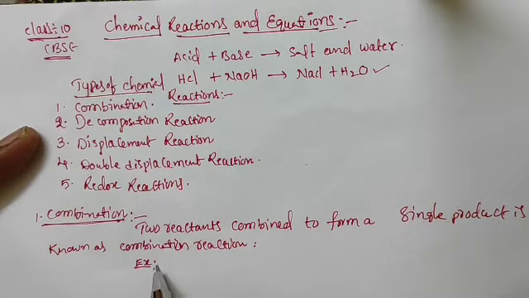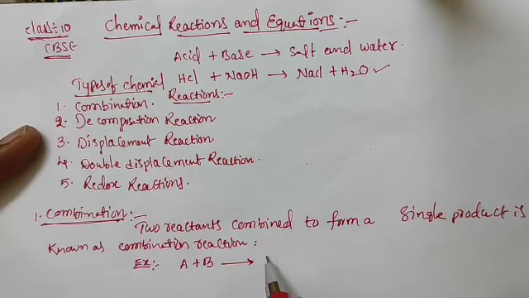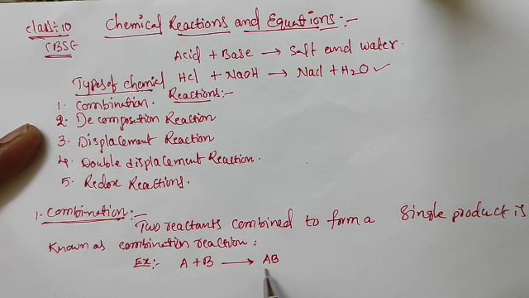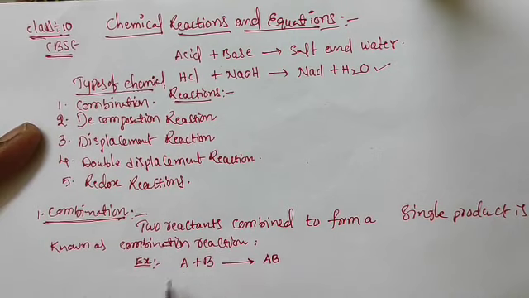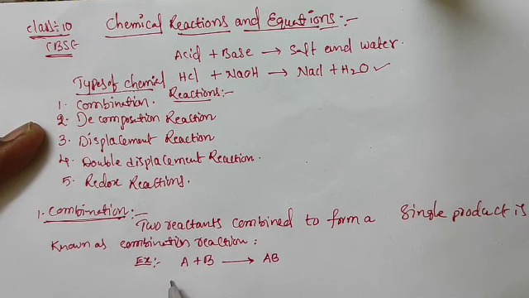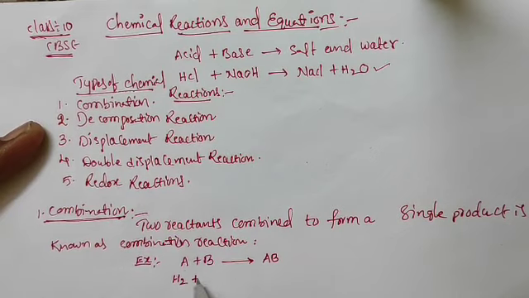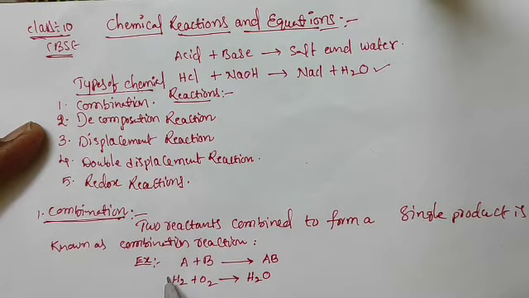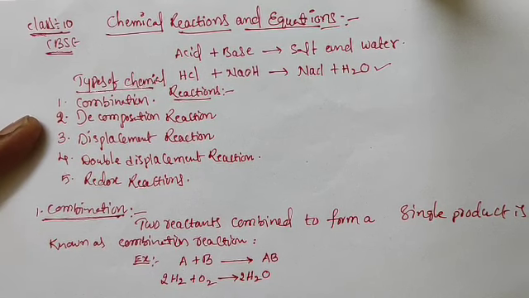Example for that: A plus B gives rise to AB. Here there are two reactants, and we get only one product. This is an example of a combination reaction. In our chemicals, two reactants combine to form a single product. One is H2 plus O2 gives H2O, here 2, here also 2. So this is a combination reaction.